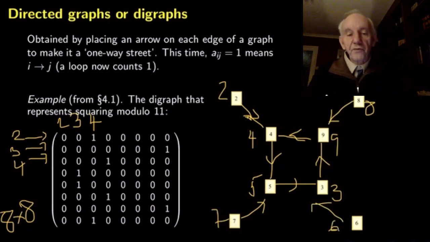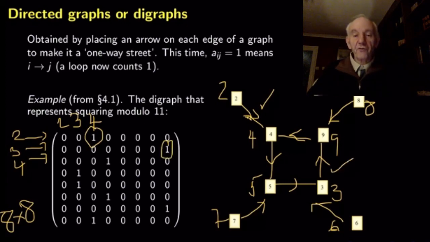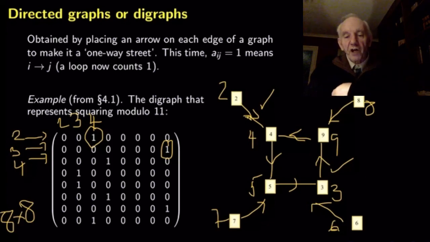And that's consistent with the data in the adjacency matrix, because you see there should be an arrow from 2 to 4. That's what this 1 represents. There should be an arrow from 3 to 9. That's what this arrow represents, and so on. So we don't use the adjacency matrix much here, but we could have used it to define this graph, which somehow represents quadratic residues, what happens when you square numbers modulo some other number.